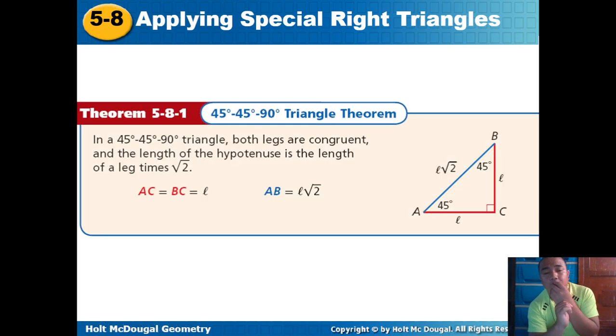So, a theorem for the 45, 45, 90 degree triangle. In a 45, 45, 90 degree triangle, both legs are congruent, and the length of the hypotenuse is the length of a leg times square root of 2.